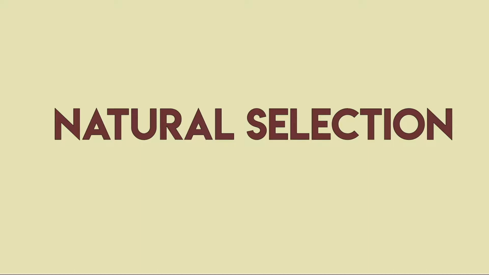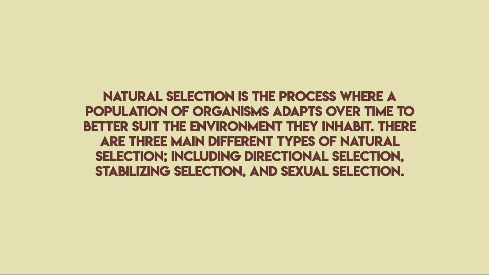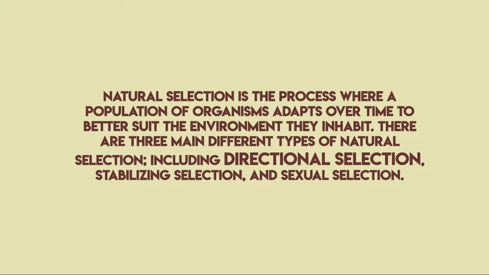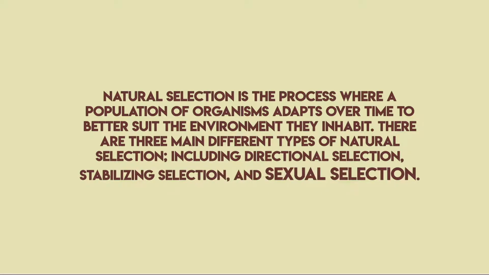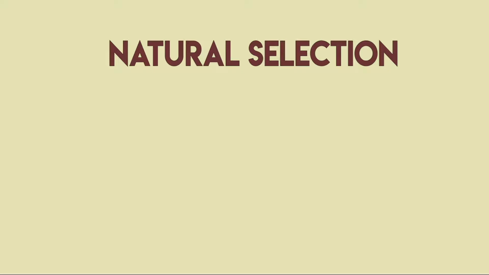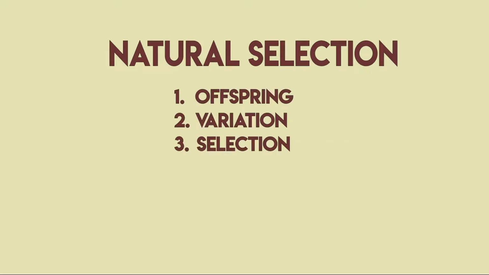Natural selection. Natural selection is the process where a population of organisms adapts over time to better suit the environment they inhabit. There are three main different types of natural selection, including directional selection, stabilizing selection, and sexual selection. Each type of natural selection has 5 main steps.